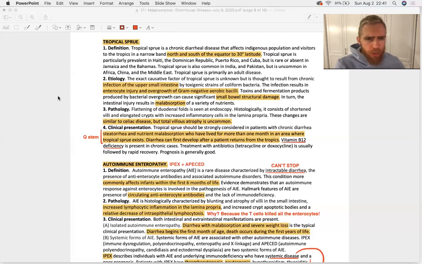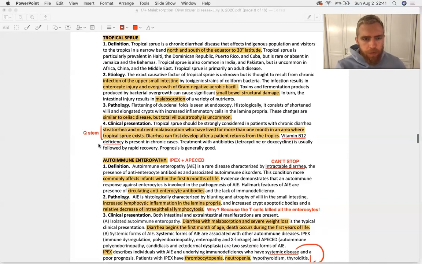So the histological changes are similar to celiac disease, but total villus atrophy is uncommon. And again, if it's celiac, you're going to know it's celiac because of the questions. They're not going to make you guess. So any stem involving tropical sprue is going to describe a patient with chronic diarrhea, maybe steatorrhea. So you'll get the quantitative fat analysis back for that. And then nutrient malabsorption, you might get an iron panel or something, who has lived for more than 1 month in an area where tropical sprue exists. Diarrhea can first develop after a patient returns from the tropics.